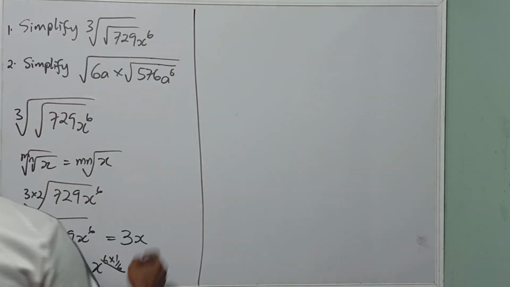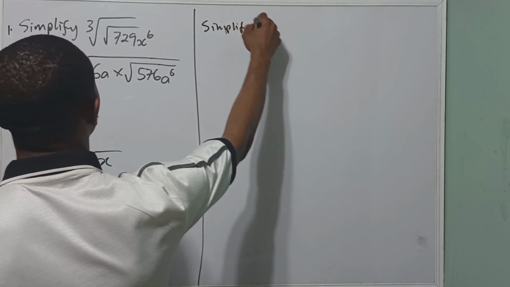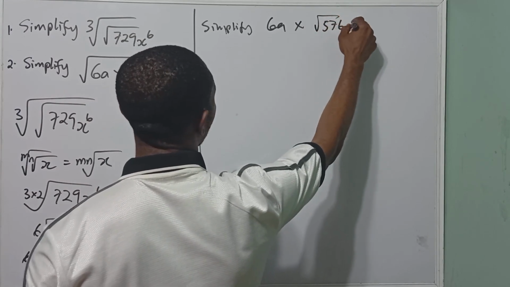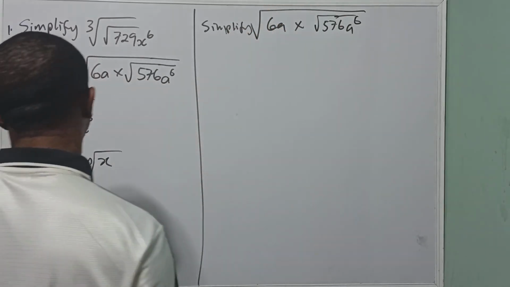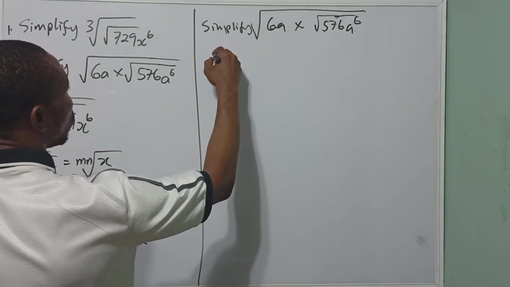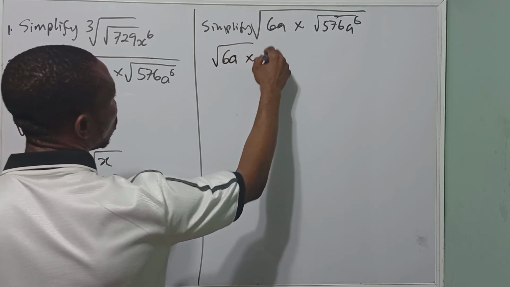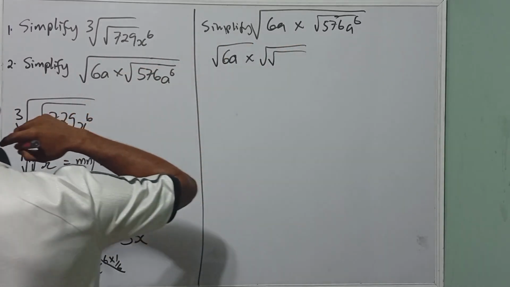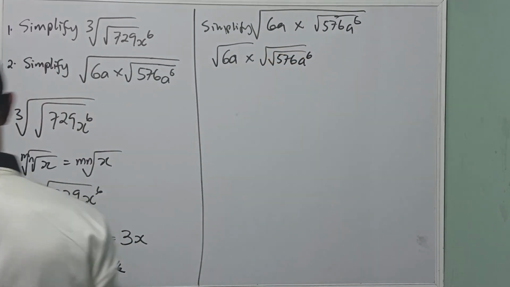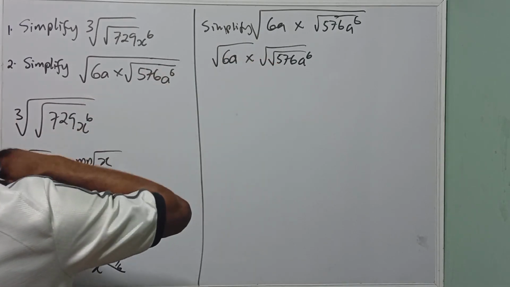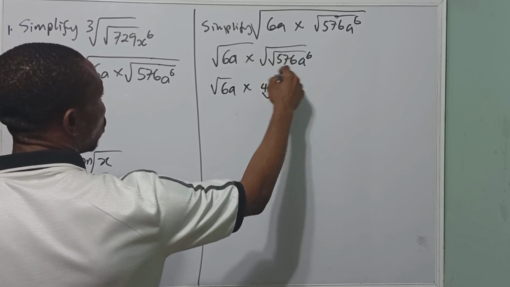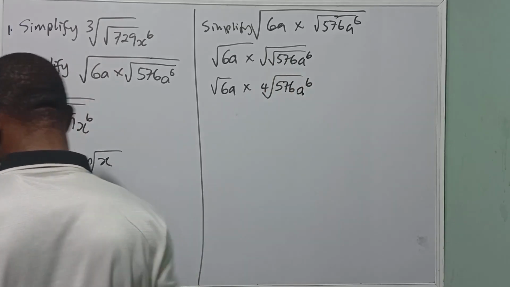Now, to the second question, same thing, it says simplify root 6a times root 576 e raised to the power 6. Still applying our same law here, we have this as root 6a times root 576 e raised to the power 6. Now since this is root, we can have this as root 6a times the 4th root of 576 e raised to the power 6.